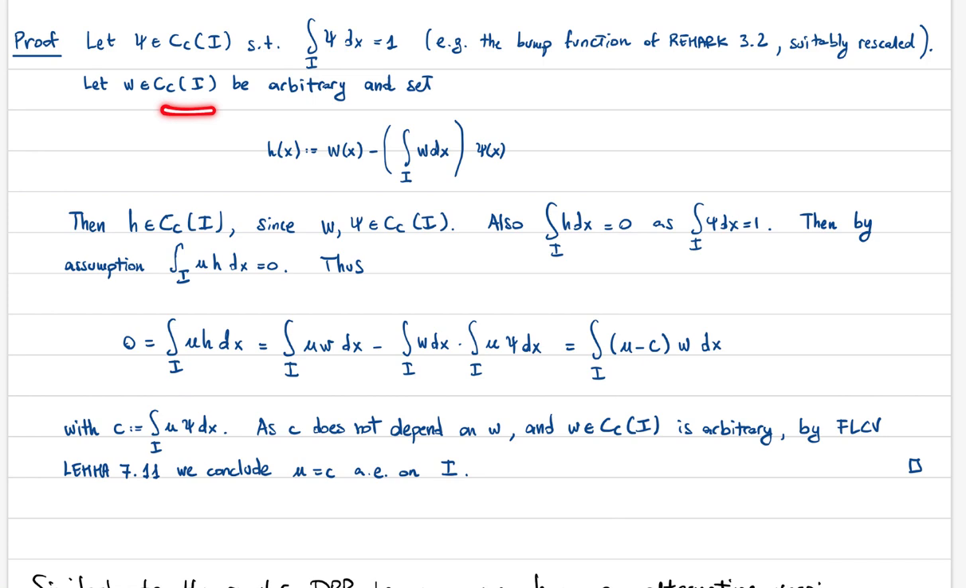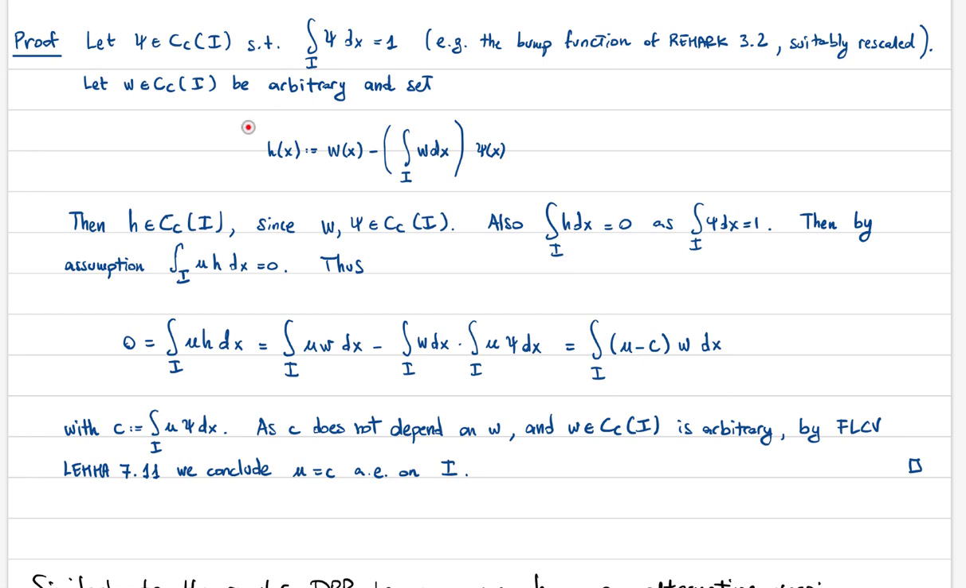So then let W be compactly supported on I, be arbitrary, and define this function h. So h is equal to W minus the integral over I of W times psi. Now W and psi are both compactly supported, and therefore h is compactly supported. And since these two functions are also continuous, then h is also continuous. So h is continuous and compactly supported on I.